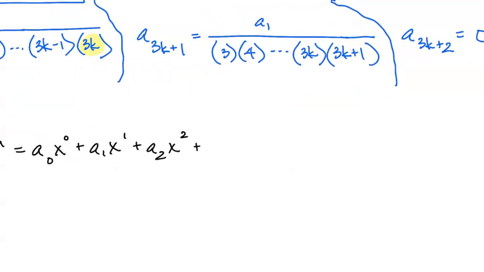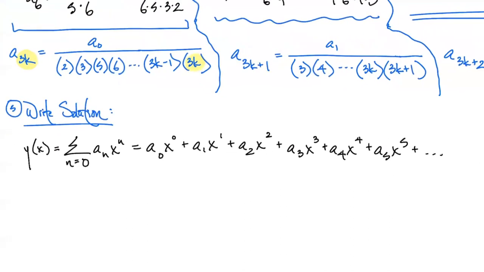Okay, so plus a sub 3 x cubed plus a sub 4 x to the 4th plus a sub 5 x to the 5 plus, and maybe that's good. Maybe we can stop there. All right. But let's start to plug in what we found above.